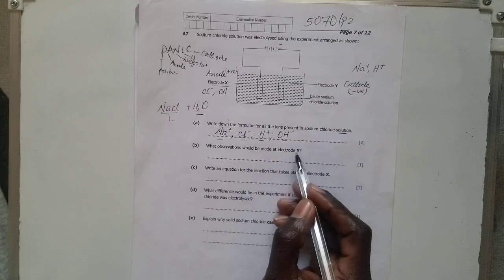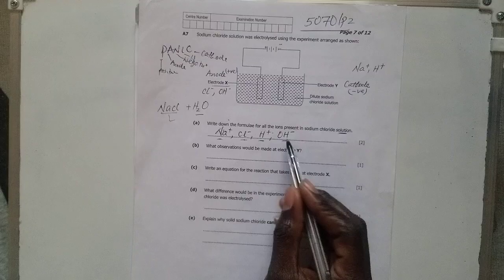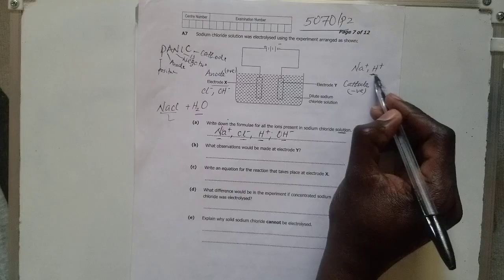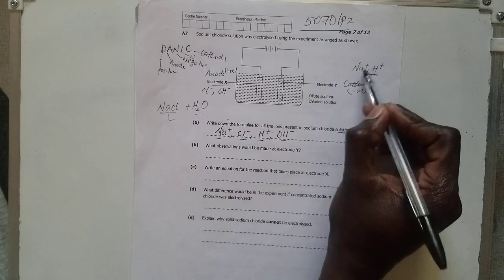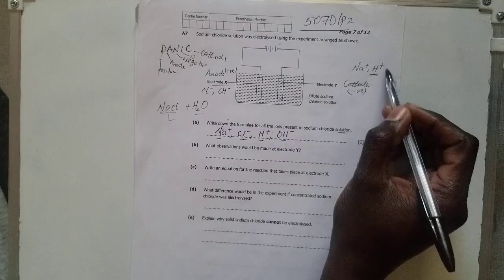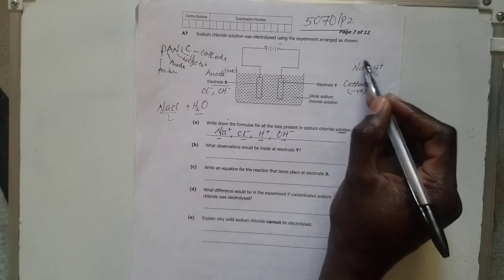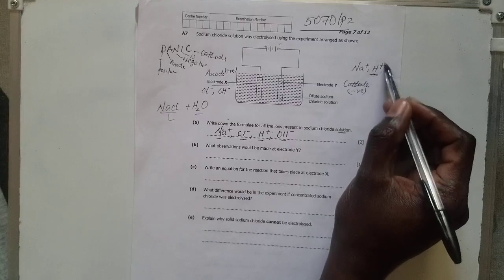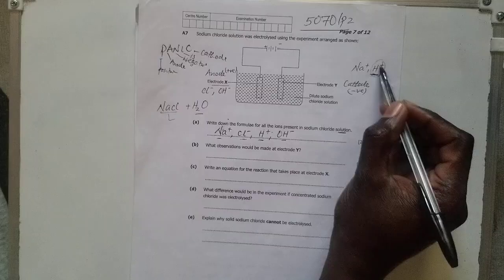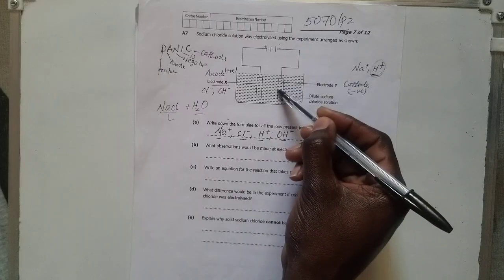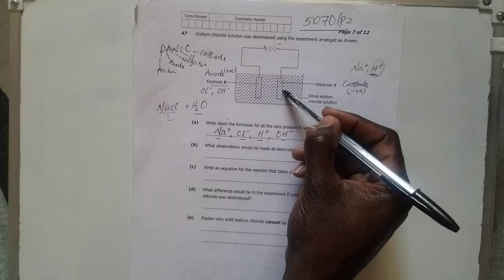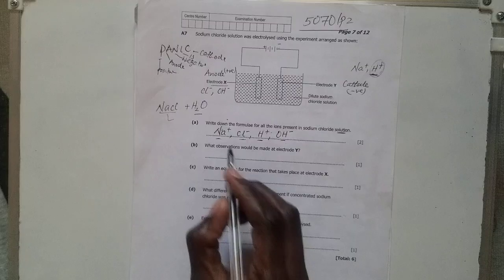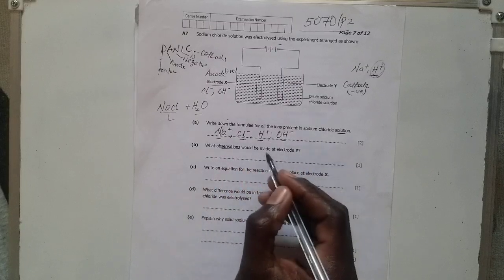Because electrode Y is negatively charged, what is going to happen is that hydrogen ions are preferentially discharged over the sodium ions. The reason is that sodium is more stable and hydrogen is lower in the electrochemical series. So hydrogen ions will be discharged. And when hydrogen ions are discharged at the electrode, they produce a gas we call hydrogen gas. So now the question says, what observation would be made?